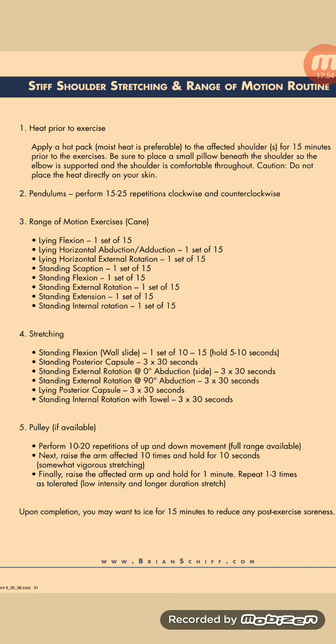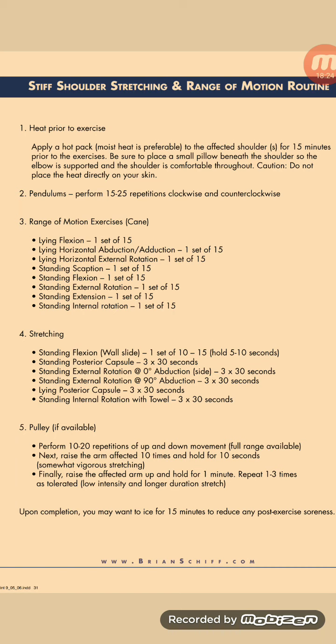Pendulums: perform 15 to 25 repetitions clockwise and counterclockwise. Range of motion exercises with cane. Lying flexion, 1 set of 15. Lying horizontal abduction adduction, 1 set of 15. Lying external rotation, standing scaption, standing flexion, standing external rotation, standing extension, standing internal rotation. All these, 1 set of 15 repetitions.